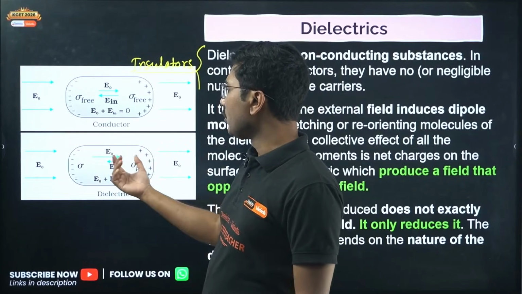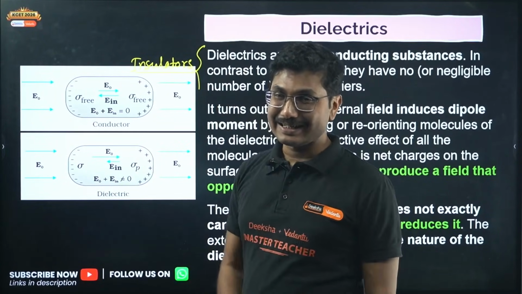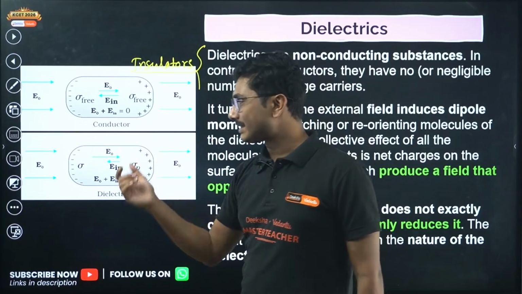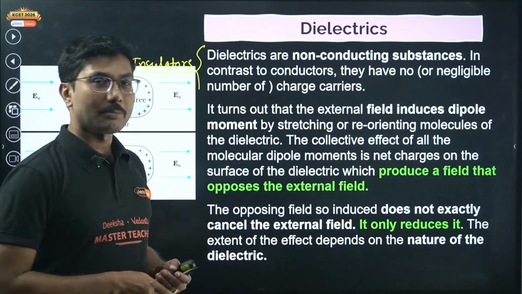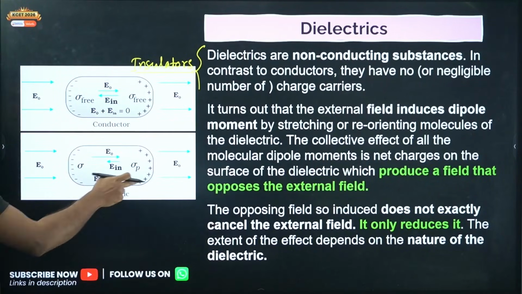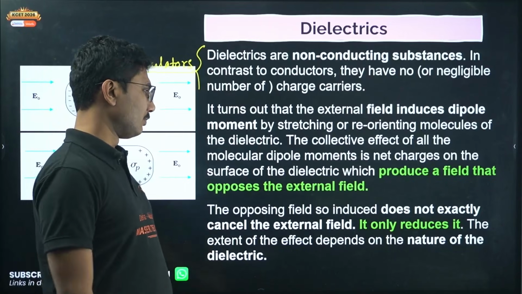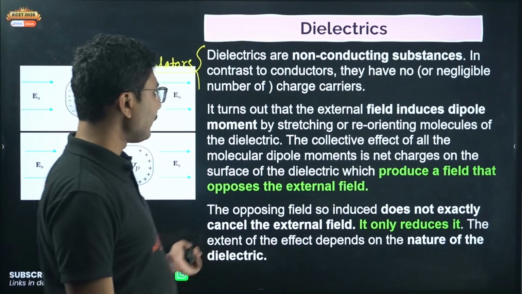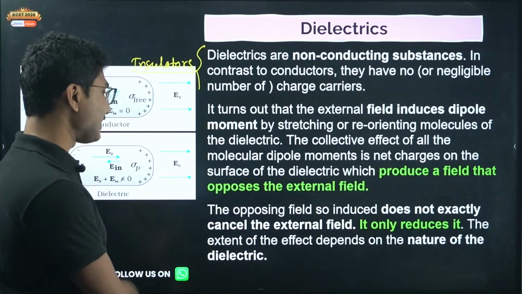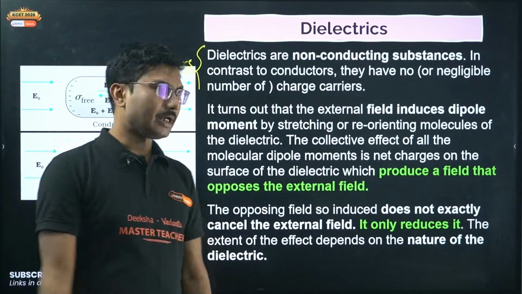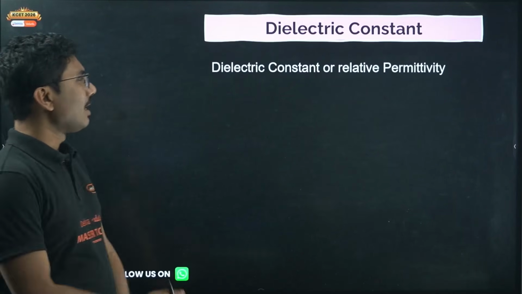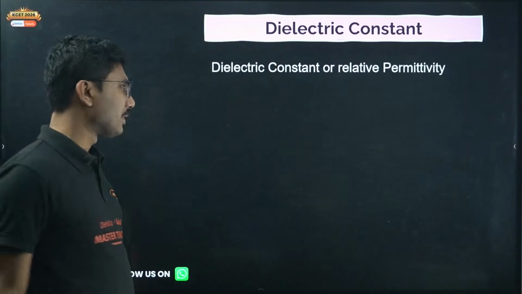So based on this, they develop an internal electric field. The internal electric field, as you can see in this diagram, is not the same as the external electric field. So they are not able to cancel each other, and the net electric field is not zero. The opposing field so introduced does not exactly cancel the external field, it only reduces it. The extent of the effect depends on the nature of the dielectric. Now, because we are talking about the nature of the dielectric, dielectrics are basically divided into two parts. We will come to that.